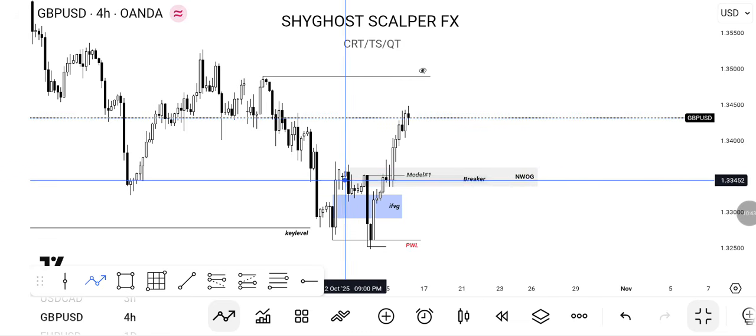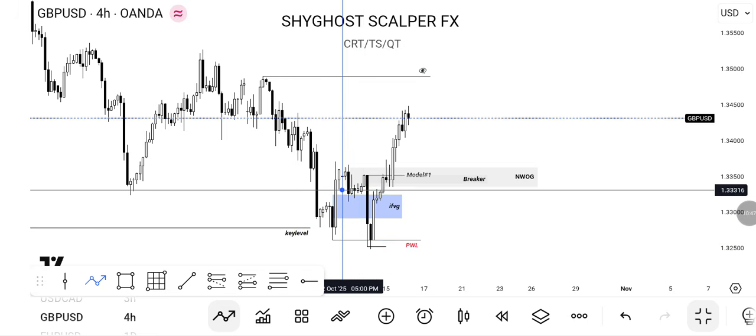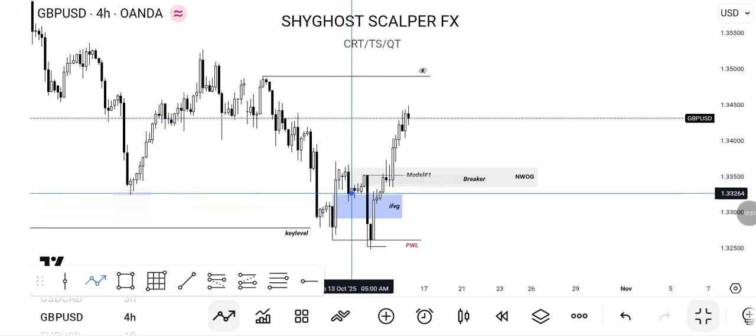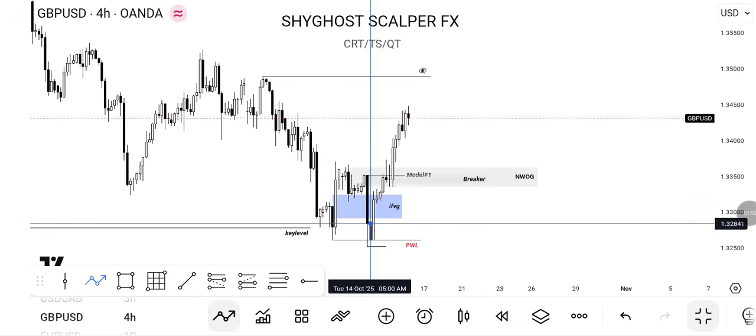While we are coming from what? We are coming to test what? Our weekly key level that got rejected by weekly and daily. And then H4 swept and gave us our model 1, and also H4 gave us what?